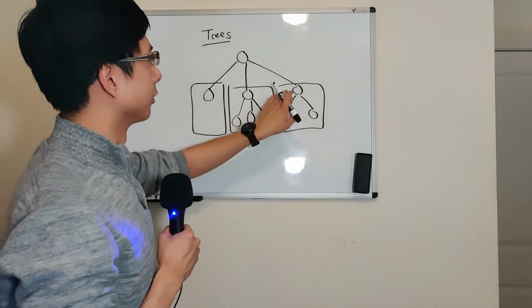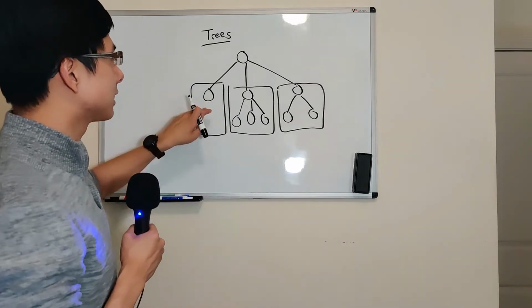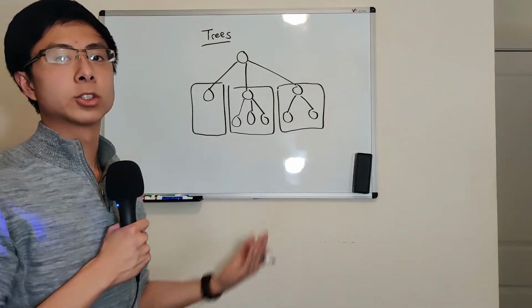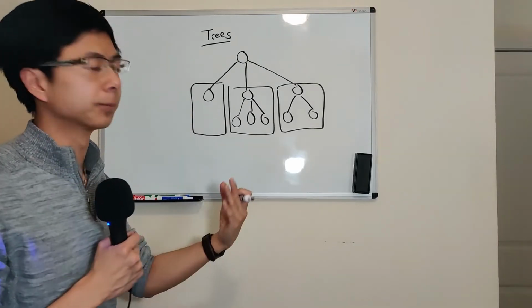So if we look here, we have a node with 2 children, this is a node with 3 children, and this is a node with 0 children. And this is still considered a tree, because remember, a tree is just a node with 0 or more children. So it can still have 0 children and be considered a tree.